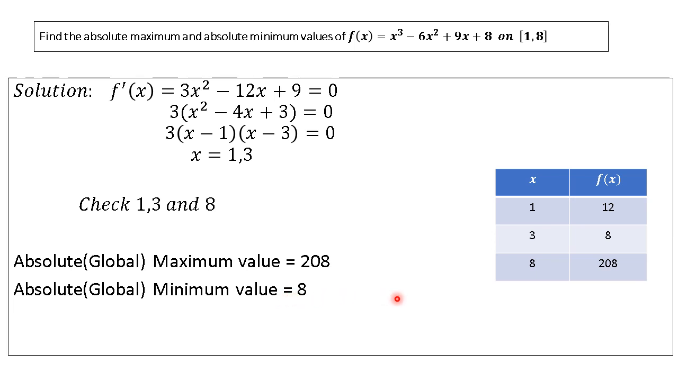Yes, next. Out of this, which is the maximum value? 208 is the maximum value. Therefore, absolute maxima is 208.